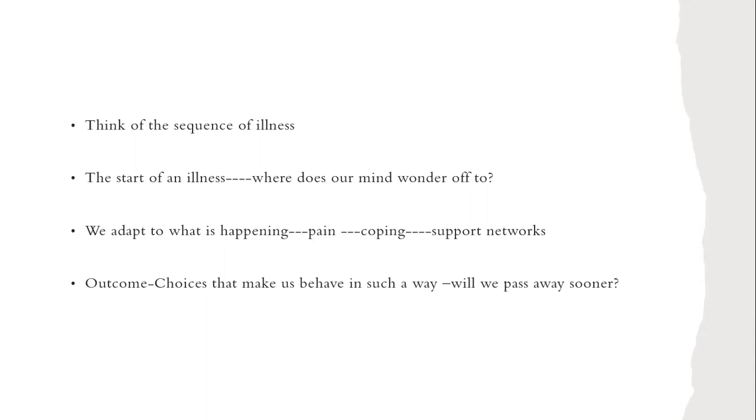The choices that make us behave in such a way. Will we pass away sooner? Will we live a quality of life? Will we be at a stage where we're still fighting something, having some sort of ailment, but can we still enjoy life? As we know, people can have an illness and live a long life with that by making various choices, by acting, by following an attitude full of, well, just a positive attitude, I guess you could say. Probably the better way to use it.